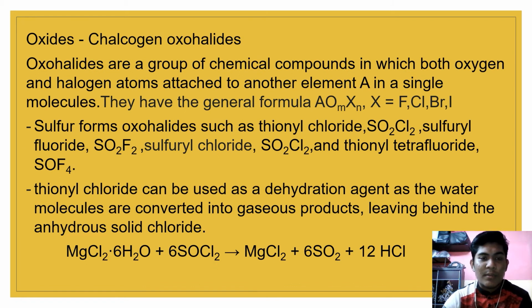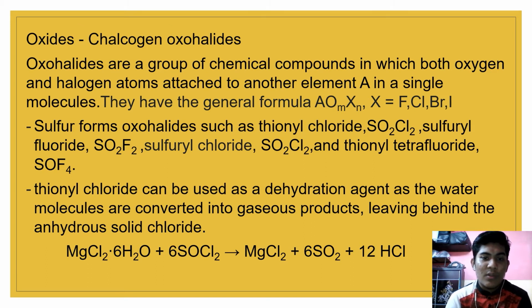The last one is about chalcogen oxohalides. Oxohalides are a group of chemical compounds in which both oxygen and halogen atoms attach to another element A in a single molecule. They have the general formula AOmXn, where X is fluorine, chlorine, bromine, or iodine. Sulfur forms oxohalides such as thionyl chloride, sulfuryl fluoride, sulfuryl chloride, and thionyl tetrafluoride.